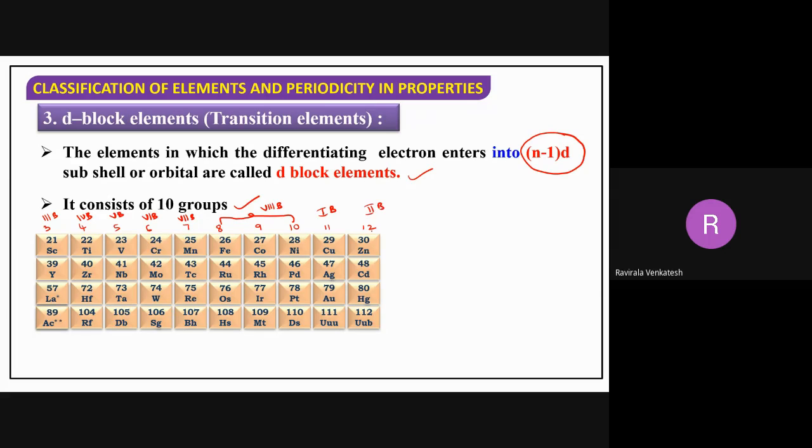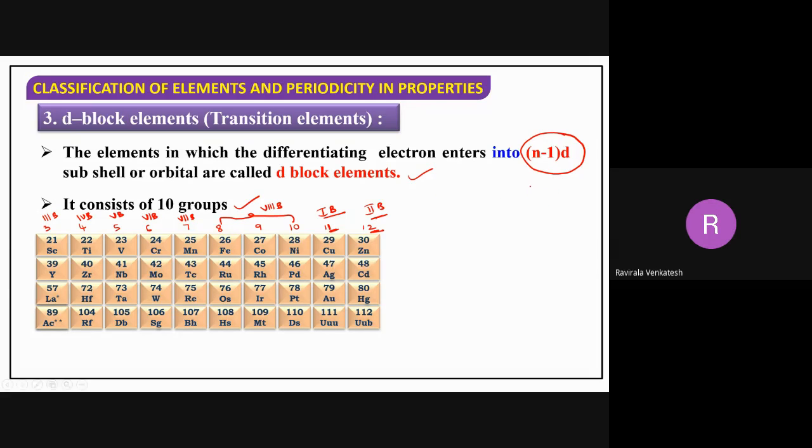Now, how to remember? If you observe the last number, here what happens? Same: 7, 7, 6, 6, fifth, like this. For example, third A group is nothing but 13th group, 3, 3. Fourth A group, which group is it? 14th group, 4, 4. Sixth A group is nothing but 16th group, 6, 6. You can easily remember, no problem for us.